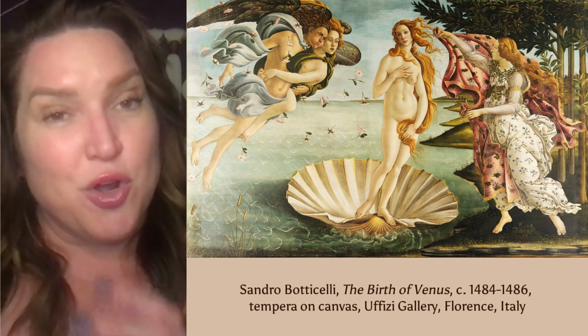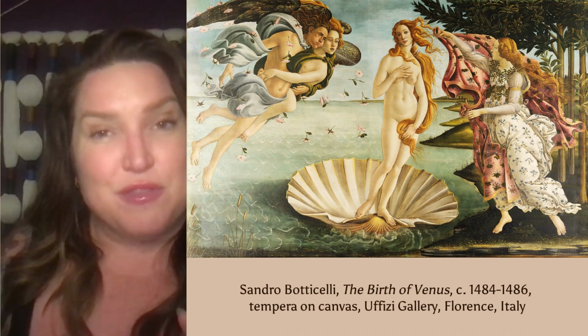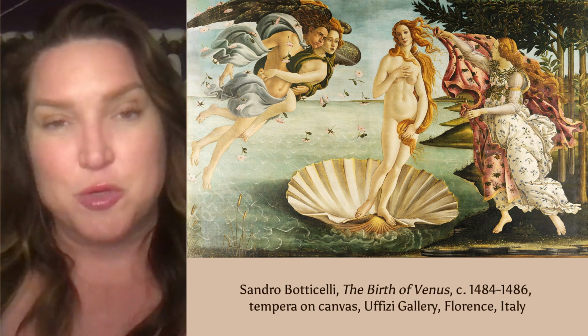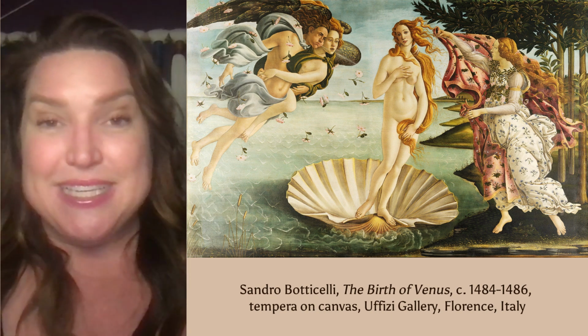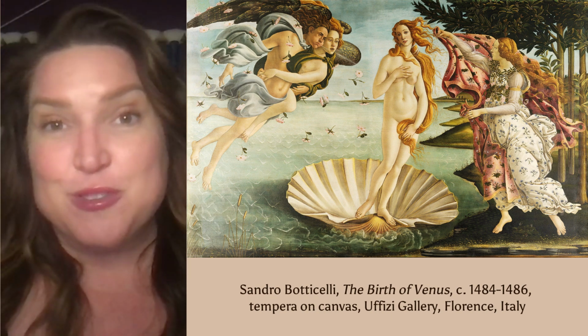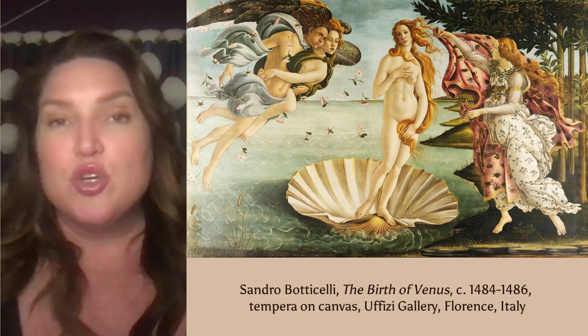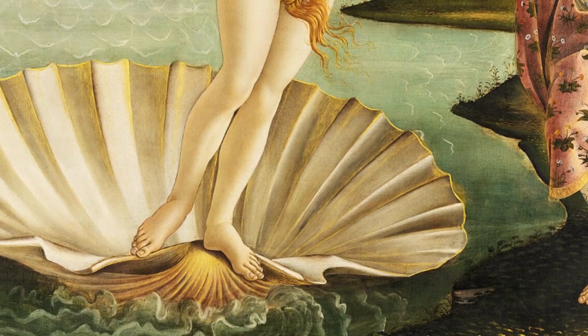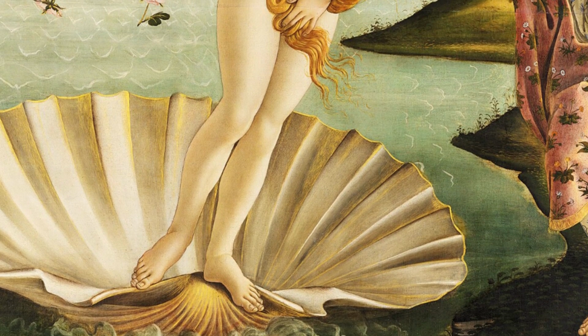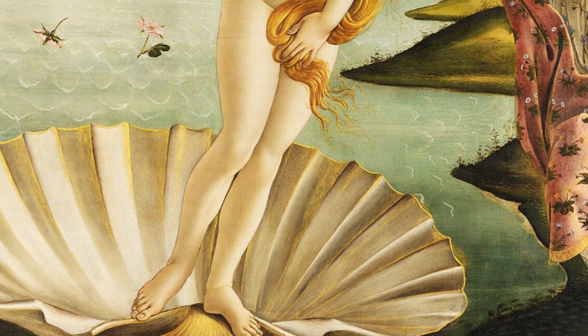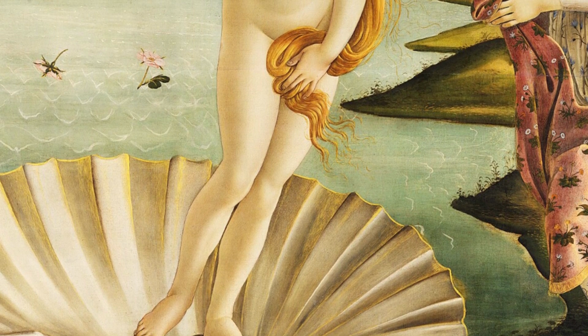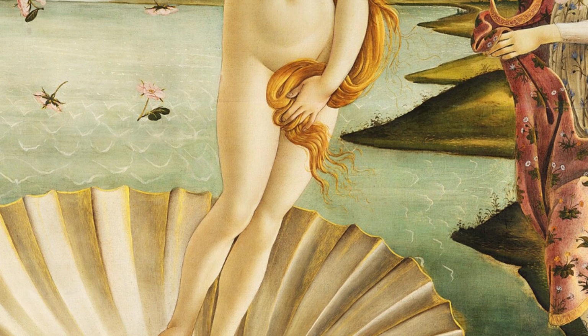Now, speaking of secular imagery, you may have seen this painting before. This is Botticelli's Birth of Venus from 1484-1486. Here we see a depiction of figures from ancient Greek or Roman mythology. So who is Venus? In classical Greek mythology, she is referred to as Aphrodite, and the Romans call her Venus, the goddess of love and beauty.